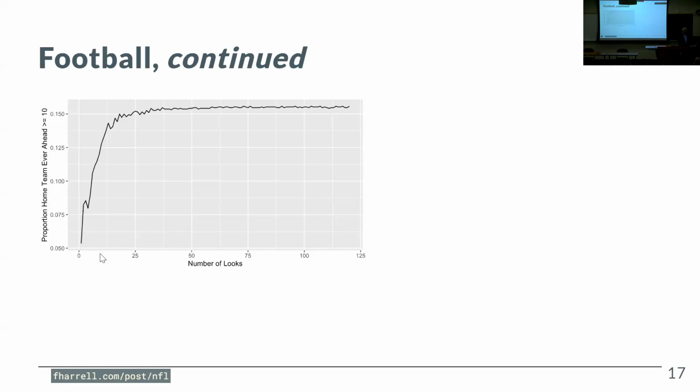And then if the number of looks gets smaller, if you only looked twice, the probability of ever being ahead, which would be called a false positive by some, is more like 0.075. So this has to go up with the number of looks. You've given the data more opportunities to be extreme. What's the Bayesian counterpart to that?